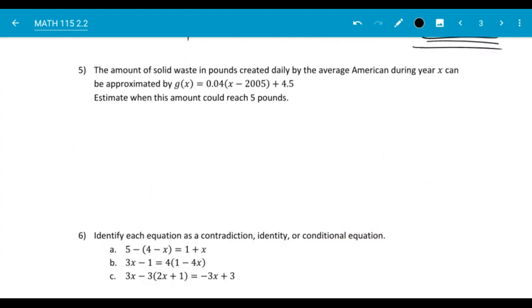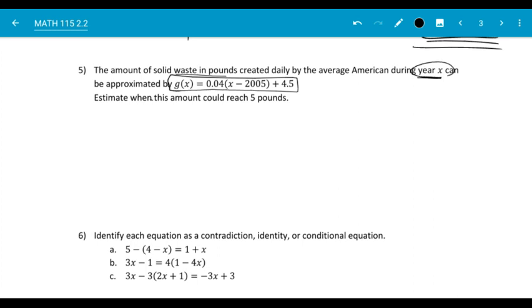Example 5 says the amount of solid waste in pounds created daily by the average American during year X can be approximated by G of X equals 0.04 times the quantity X minus 2005 plus 4.5. Estimate when this amount could reach 5 pounds.